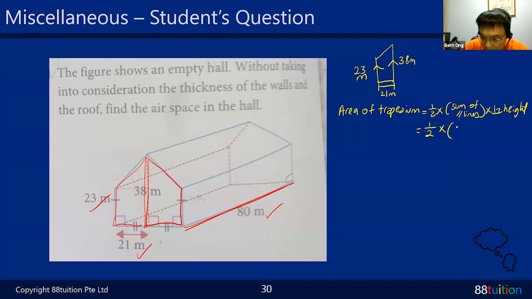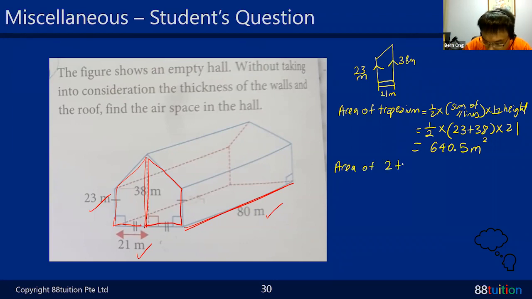And the sum of parallel lines will be 23 plus 38 times the height. What's the height? Height is 21. So if you press the whole thing into your calculator, you should get 640.5 what? Meter square. But it's made up of two trapezium. So how do you find the area of two trapezium?